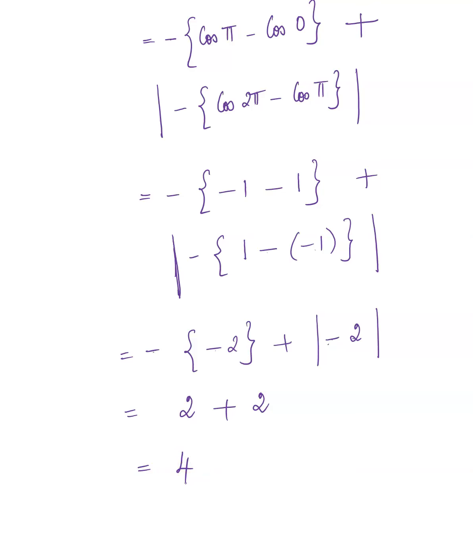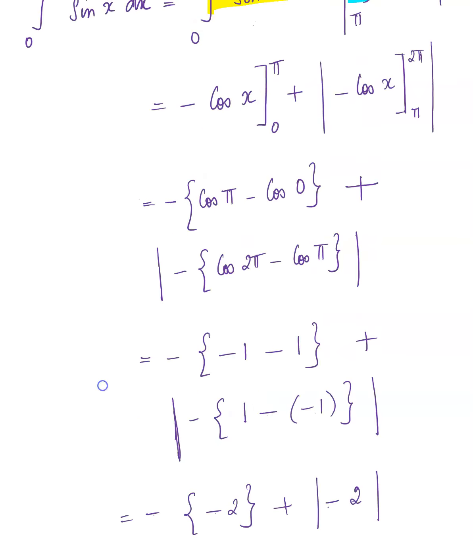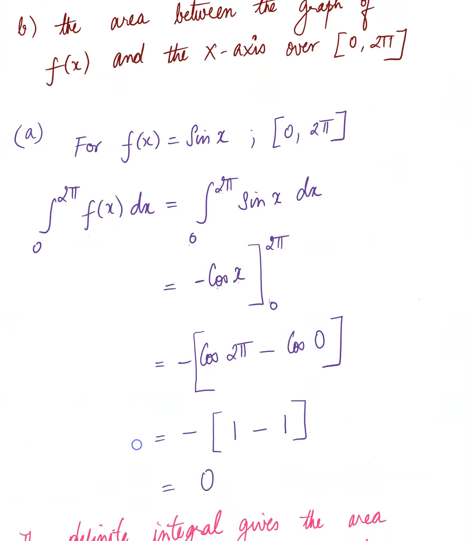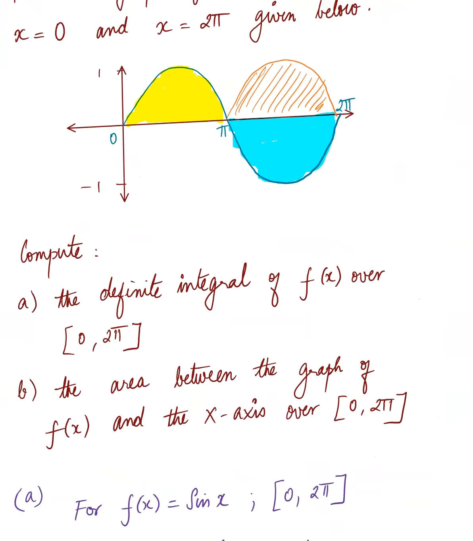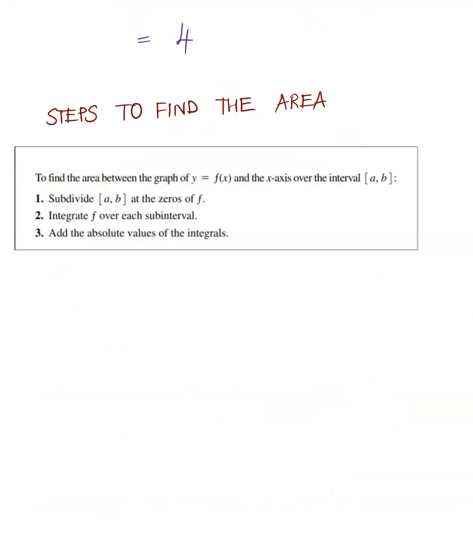So you can actually see that the area originally for the yellow shaded region was 2 and the area for the blue shaded region was also 2. But when we did the net signed area, which is the definite integral, we got this area 2, this was 2, but we did 2 minus 2 and that gave us a 0. When we did the total area, we brought the area up above, so it's 2 plus 2, that gave us a 4. Steps to find the area.